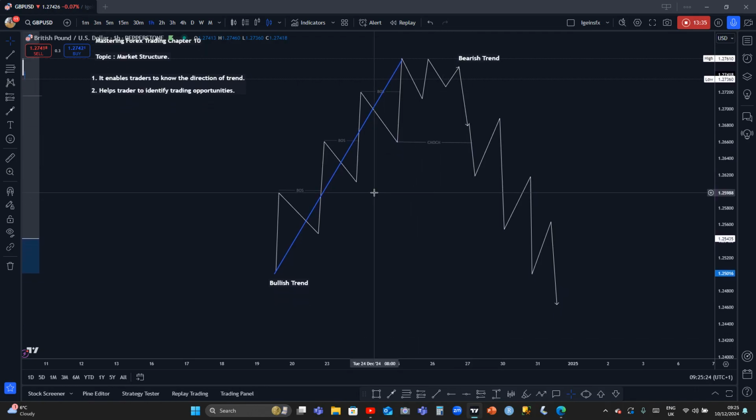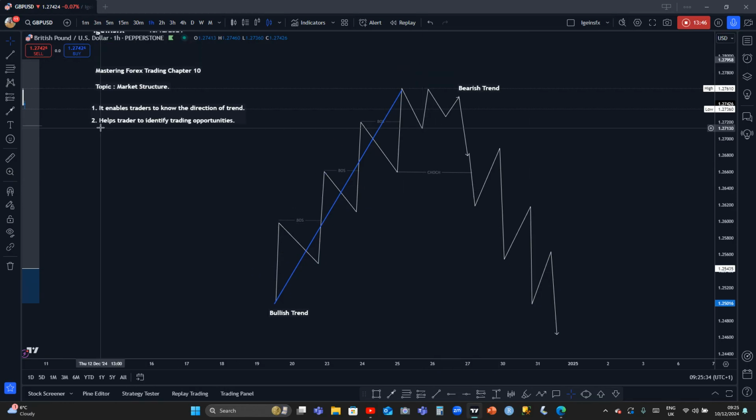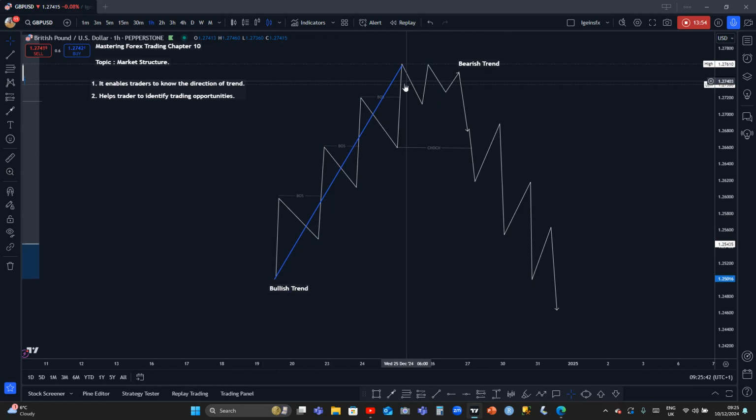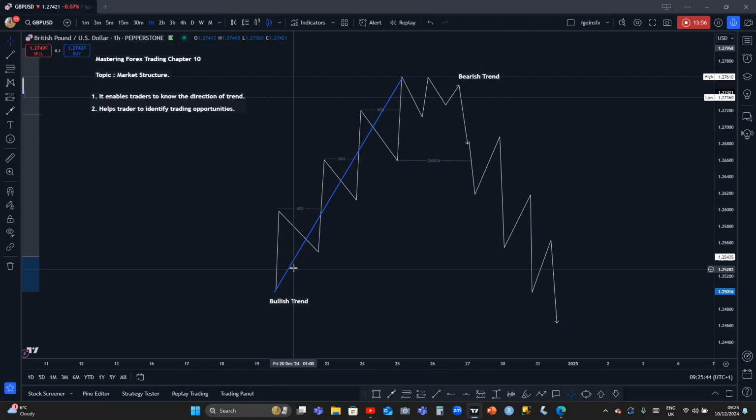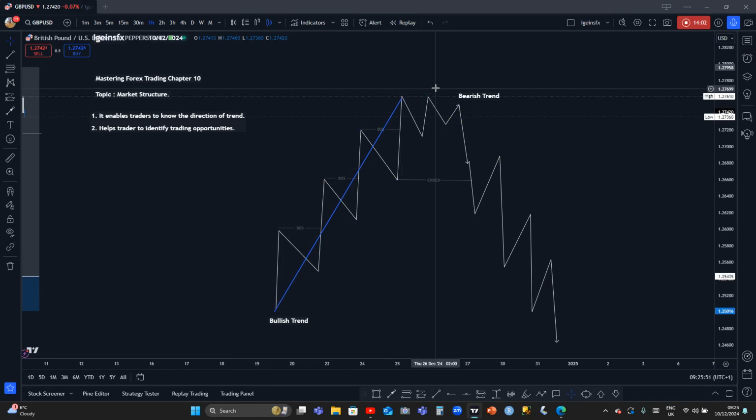Meaning that anything you want to do, you will be looking for an opportunity to sell the market. That is why we say market structure helps traders to identify trading opportunities. Now you've been bullish, all the opportunity you should be looking at is to buy. Now price got to this point, it created an equal high.